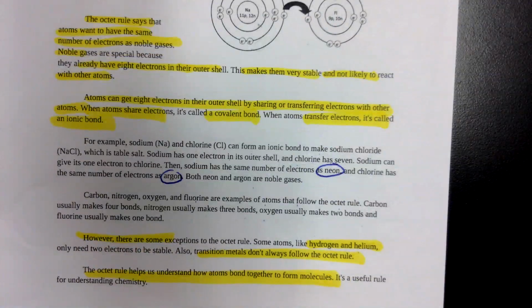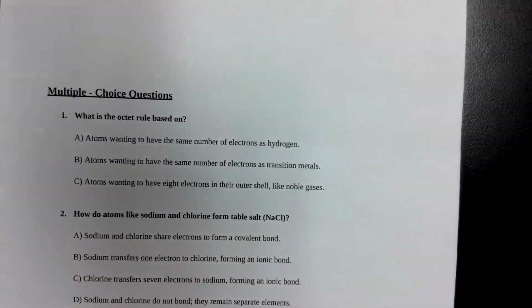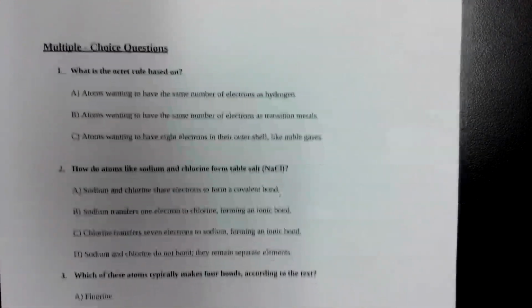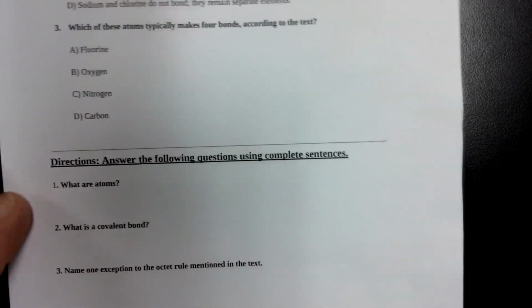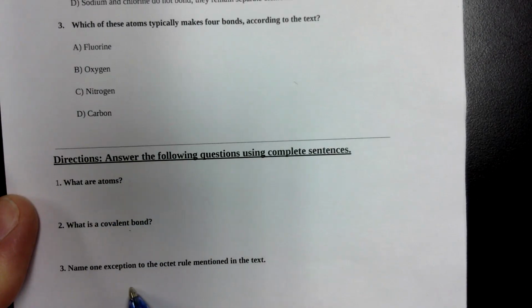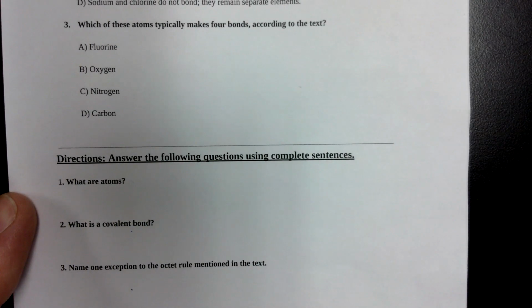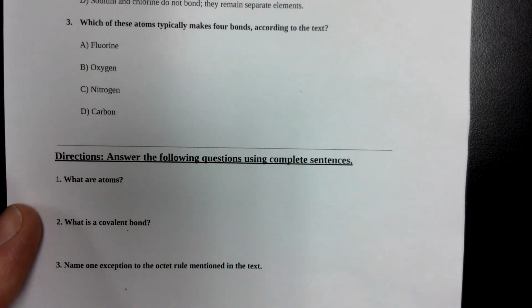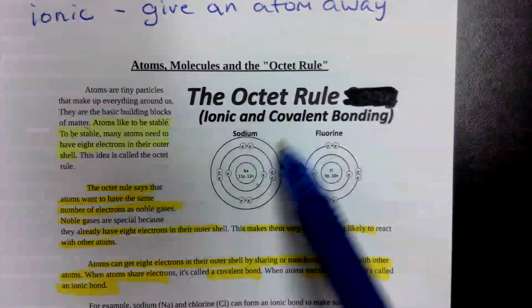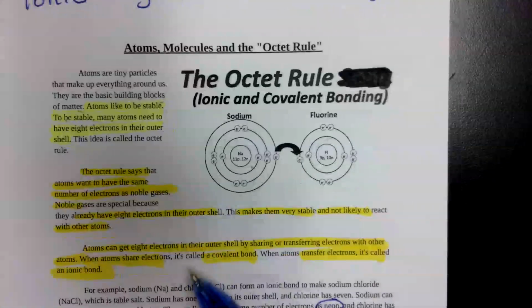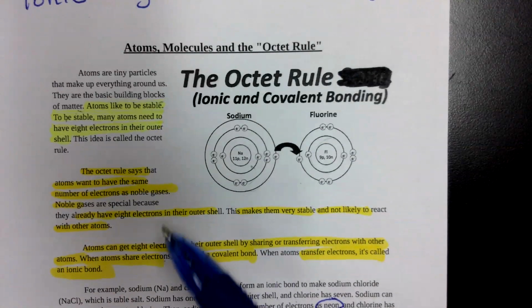Now you know what I need you to do. I need you to answer the questions based off what we've highlighted and based off what you've read. When you get down here, I need complete sentences for 1, 2, and 3. Then come and show me. Any questions? Come and ask me. If you don't understand this or just want me to explain it a different way, please come up to me and I'll be glad to do that for you.